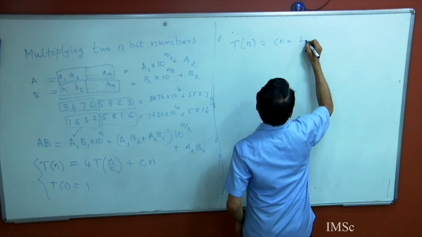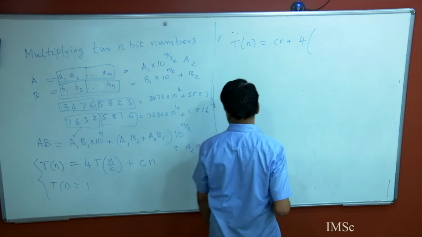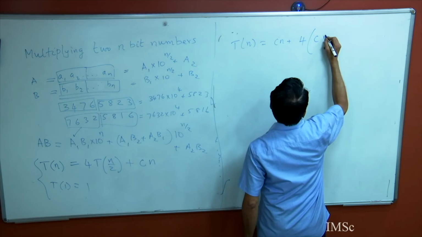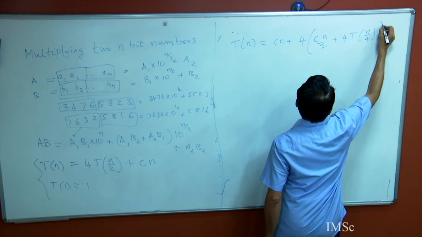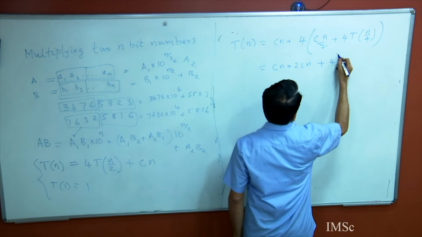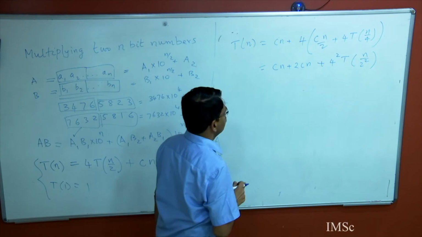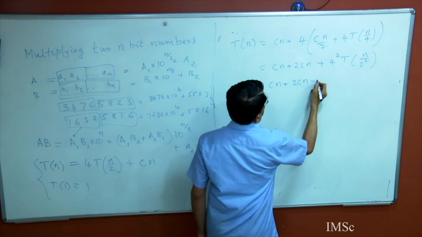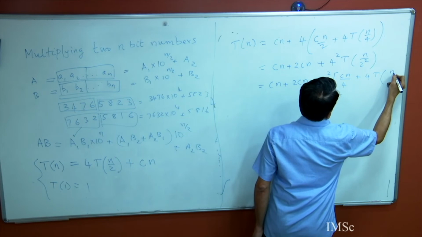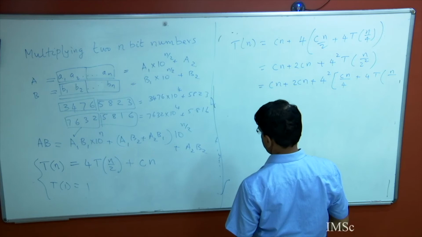4 times, what is T of n by 2? T of n by 2, if I plug it in here, C n by 2 plus 4 times T of n by 4, right? So this is C n plus 2 C n. It doesn't really look nice to me, but let's see why. 4 square into n by 2 square. Okay, let's do one more time and then try and observe the pattern. C of n by 4 plus 4 times T of n by 8.